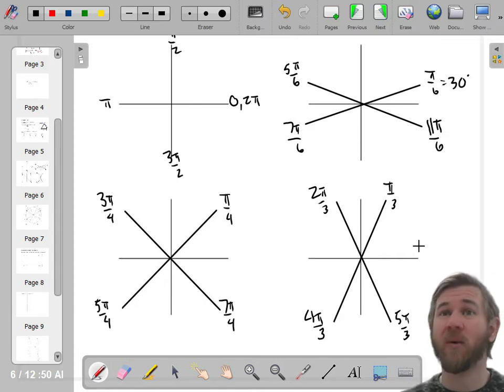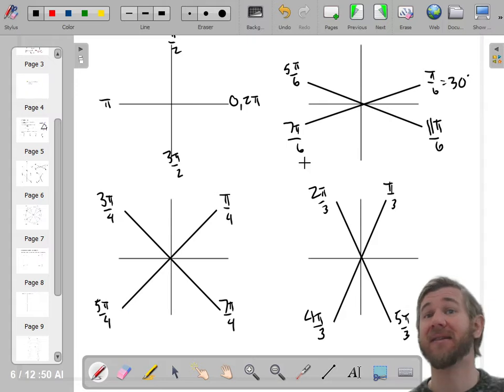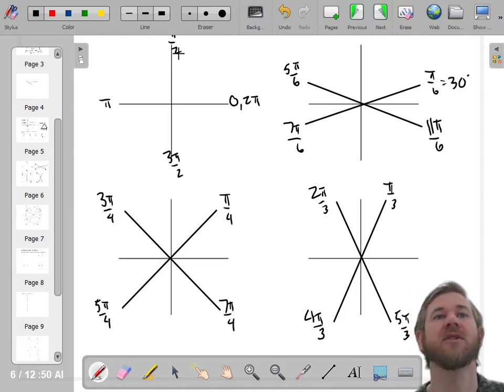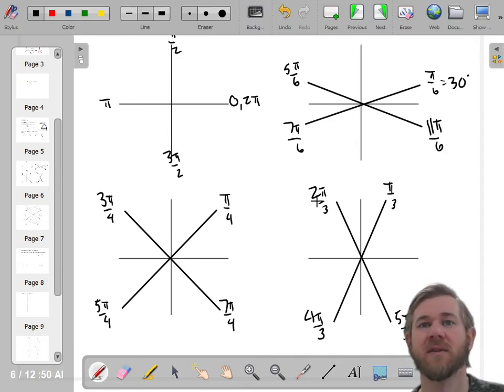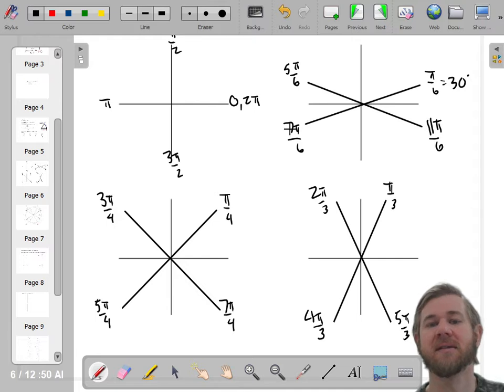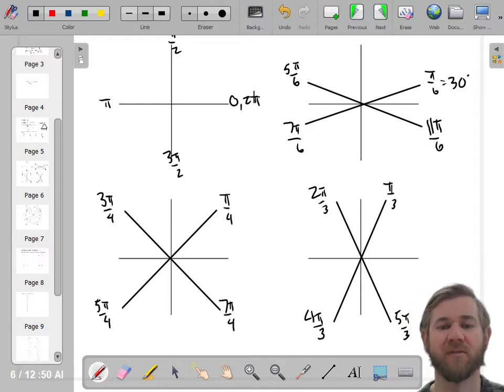So one thing that people will do is you can count by pi over 6s and really pick up everything except for the 45s. Because if you do 1 pi over 6, that's 30. Here's 2 pi over 6. 2 over 6 is 1/3. Here's 3 pi over 6, 1/2. 4 pi over 6. 4 over 6 is 2/3. 5 pi over 6. 6 pi over 6. 7 pi over 6. 8 pi over 6. 9 pi over 6. 10 pi over 6, 11 pi over 6, and then all the way around is 12 pi over 6, 2 pi.